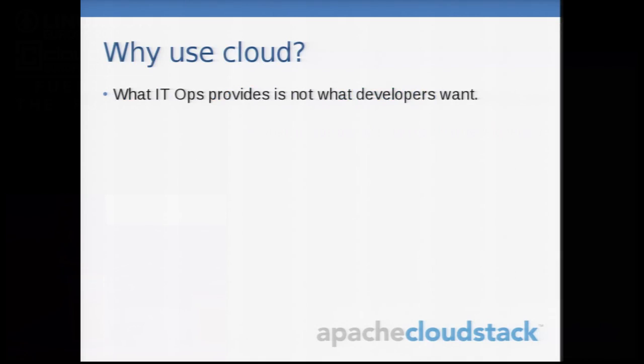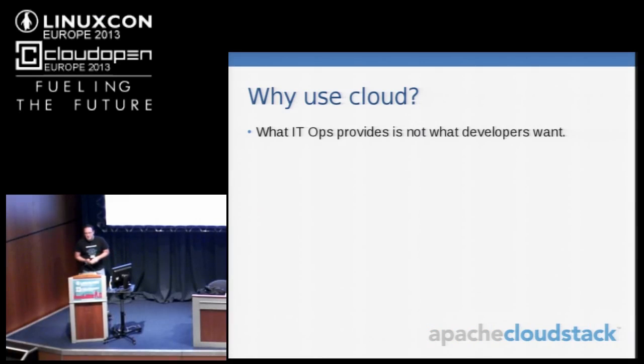So, to sum it up, generally speaking, this is a generalization: what IT operations is providing is not what developers want. And by and large, what we see is that developers are realizing that they can do some small scale stuff on their laptop. They can use things like LXC, they can use some desktop virtualization tools and get some basic access on their own. But when they need larger scale than that, they simply have nowhere to go inside the organization, so they go outside.